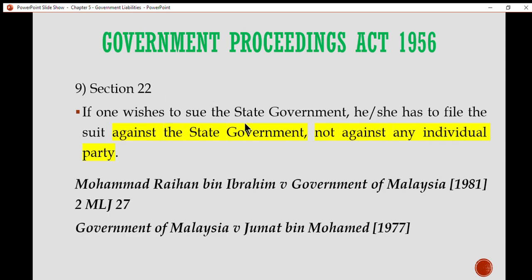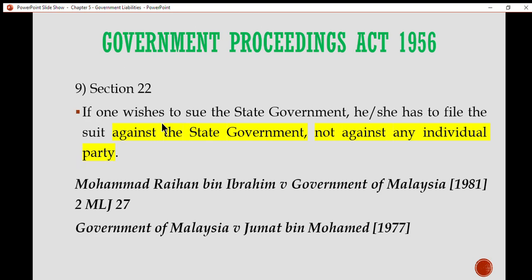And the last requirement is based on Section 22. If one wishes to sue the state government, he or she has to file the suit against the state government, not against any individual party. So first, start your claim against the government, the state government, not against any individual party.